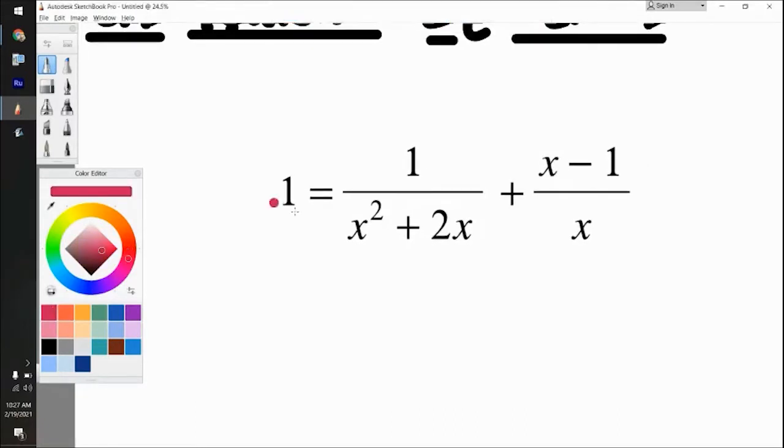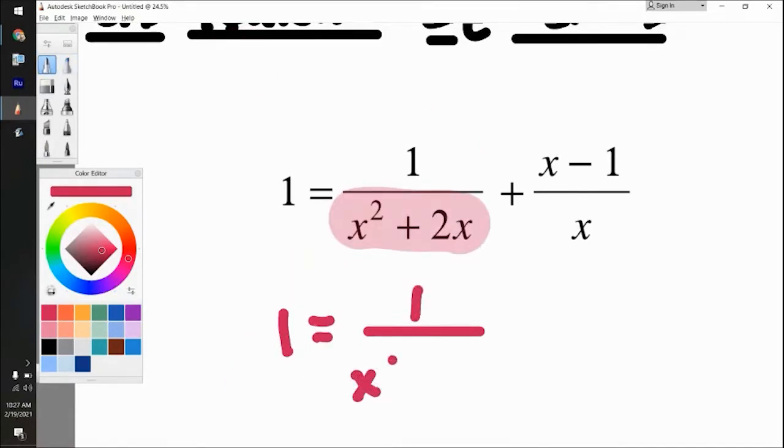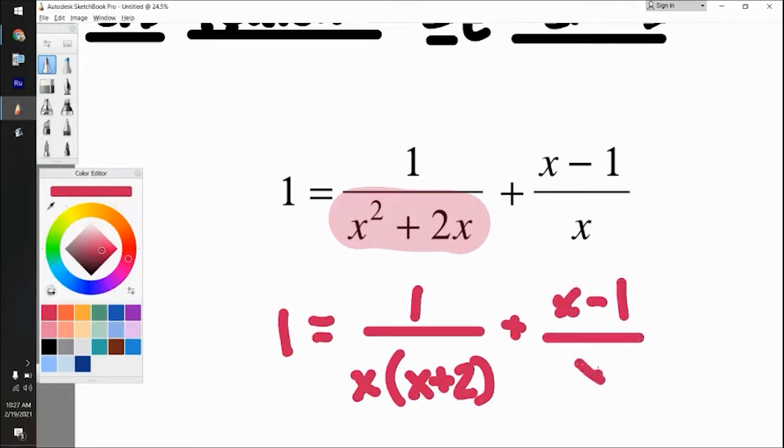A good rule of thumb too is to simplify everything first, like factor it out. So here we're going to have 1 over, I'm going to factor this bottom part out that I'm going to highlight. You can factor an x out, then you get x plus 2, plus x minus 1, that doesn't factor, and x doesn't factor as well.